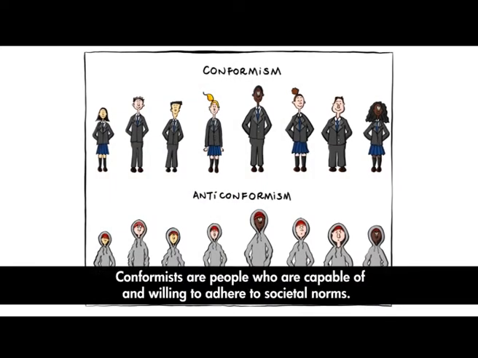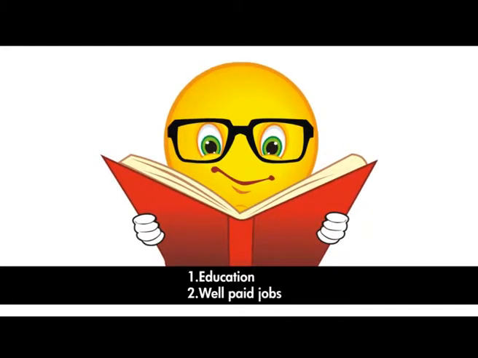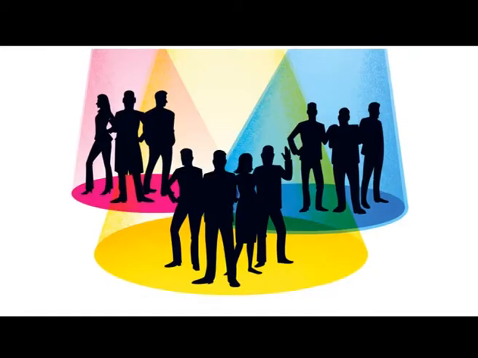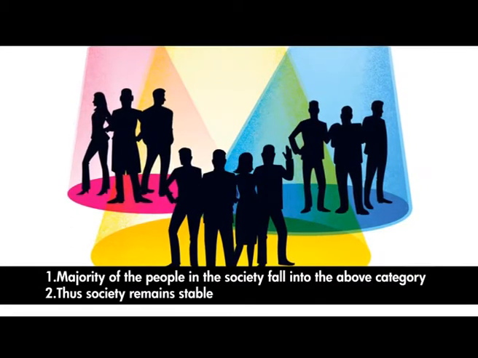Conformity. Even in societies dominated by anomie, compliance with standards, rules, and laws is common. Conformists are people who are capable and willing to adhere to societal norms. They desire success and wealth. They are capable of pursuing an education and maintaining well-paid jobs. According to Merton, the majority of the people in the society fall into this category, and thus society is able to remain stable. If the majority of the people in the society do not conform, it would ultimately disintegrate and thus lead to anomie.